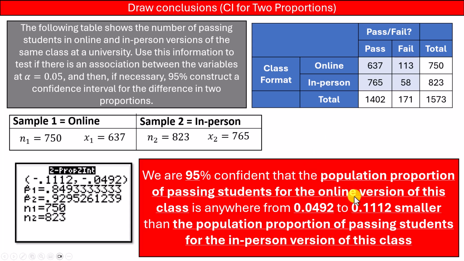You could also write these as percentages if you wanted to. Technically, you might want to write them as like percentage points. So you could say that anywhere from 4.92 percentage points to 11.12 percentage points smaller. Basically, the students in the online class are not passing quite as often, anywhere from like 5% to 11% less as compared to the in-person class. So now, the very first step was to do the chi-square test, and we determined that the two variables were associated. And now, using the confidence interval for the two proportions, we got a little bit more detail. Not only do we know that there's an association here, we now know that the online students are passing at a lower rate, and the rate is anywhere from like 5% to 11% smaller.